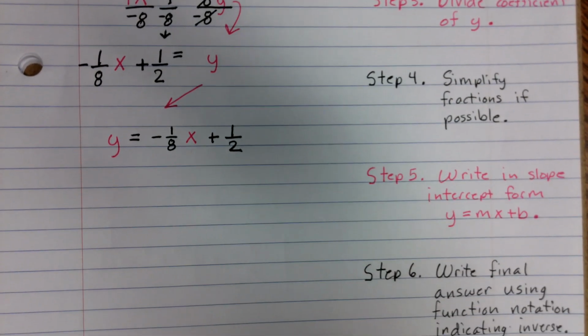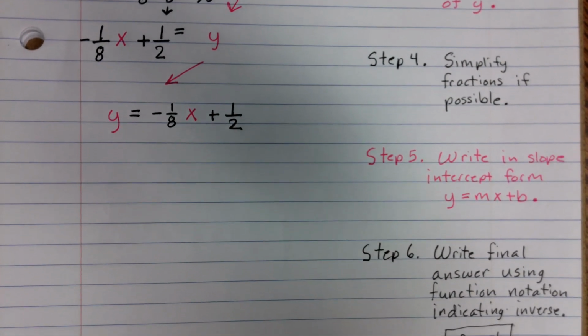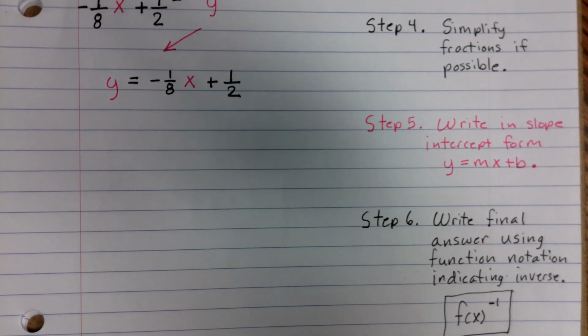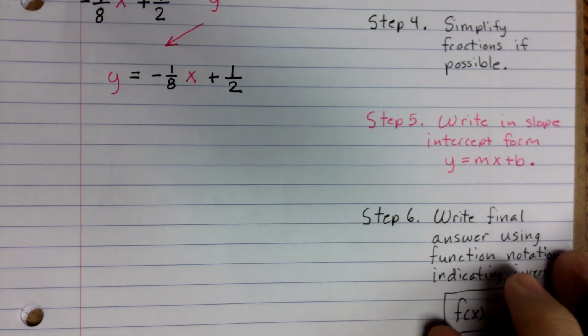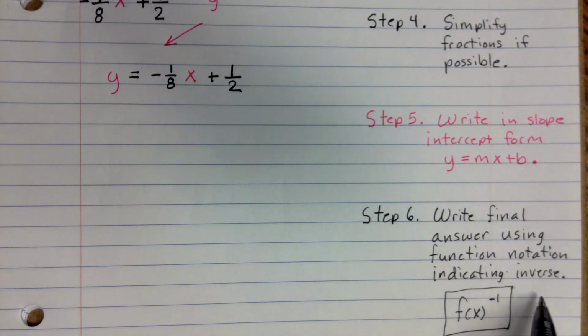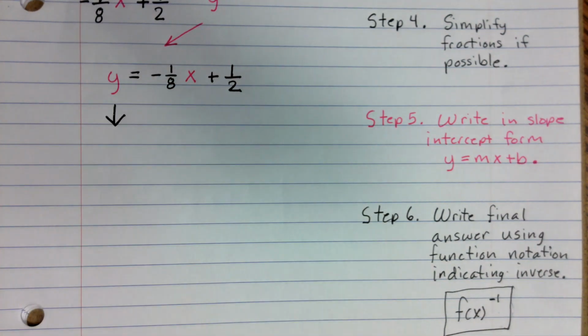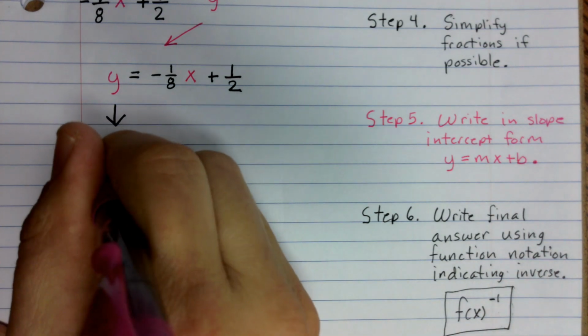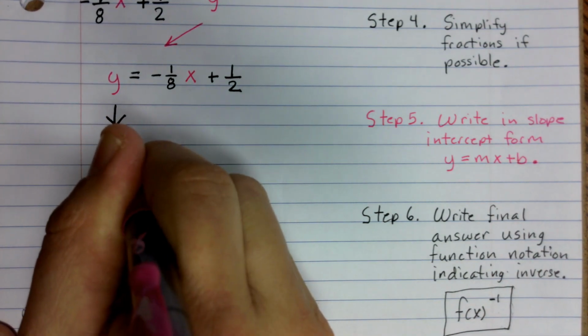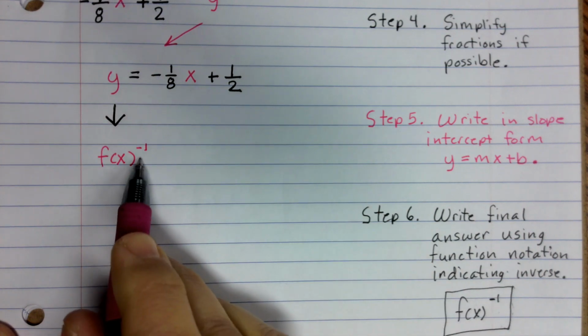So I'm going to move this down a little bit more. And notice my final step, step 6, actually says to write the final answer using function notation indicating inverse. Now notice over here it says f of x to the -1. Normally we just use f of x, right? But now you're in Algebra 2 and we have this -1 symbol. And that just indicates to a mathematician that this is an inverse function. So y is no longer going to be y. It's going to change back into f of x. So I'm going to write f of x to the -1, right?